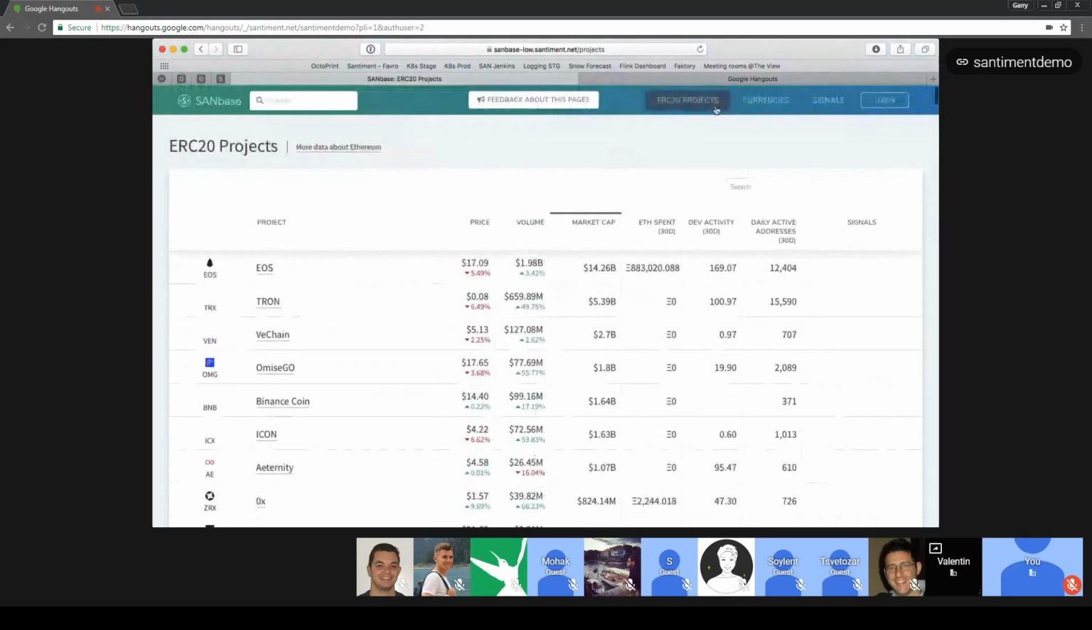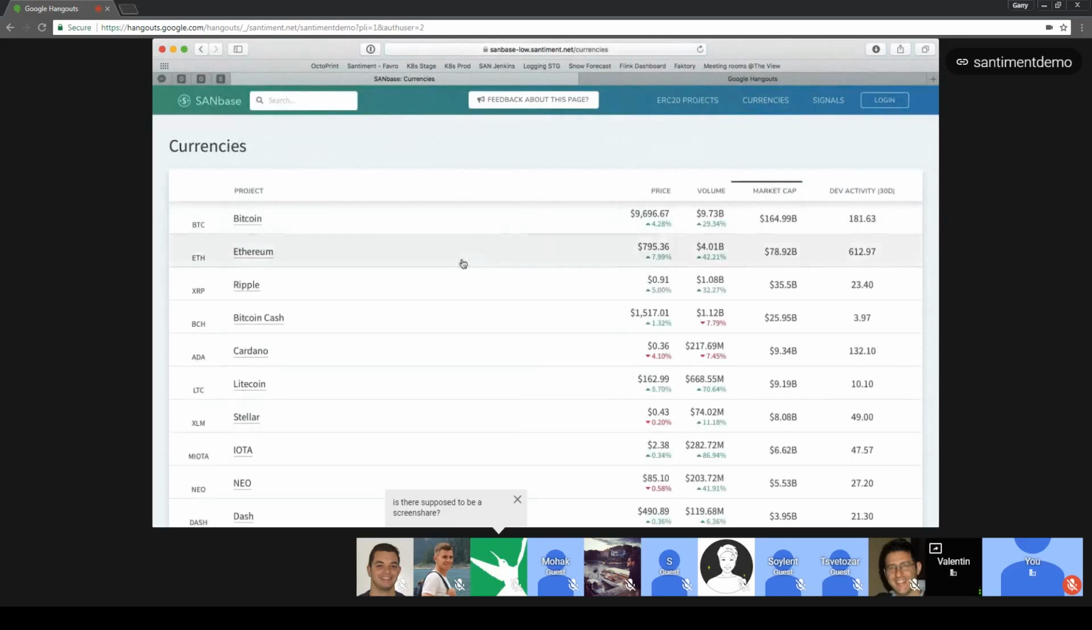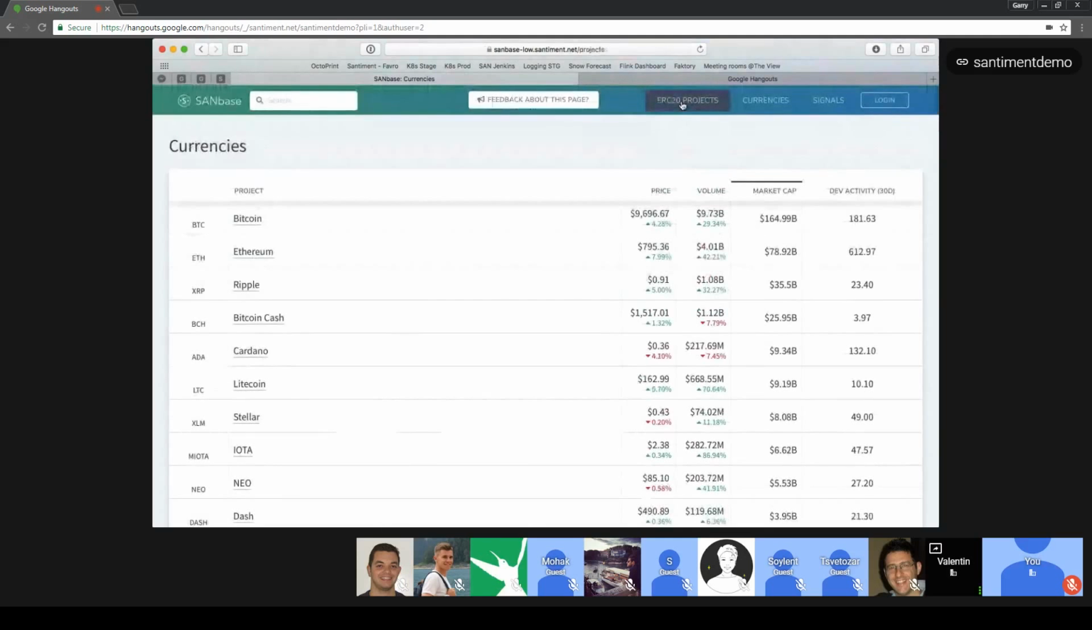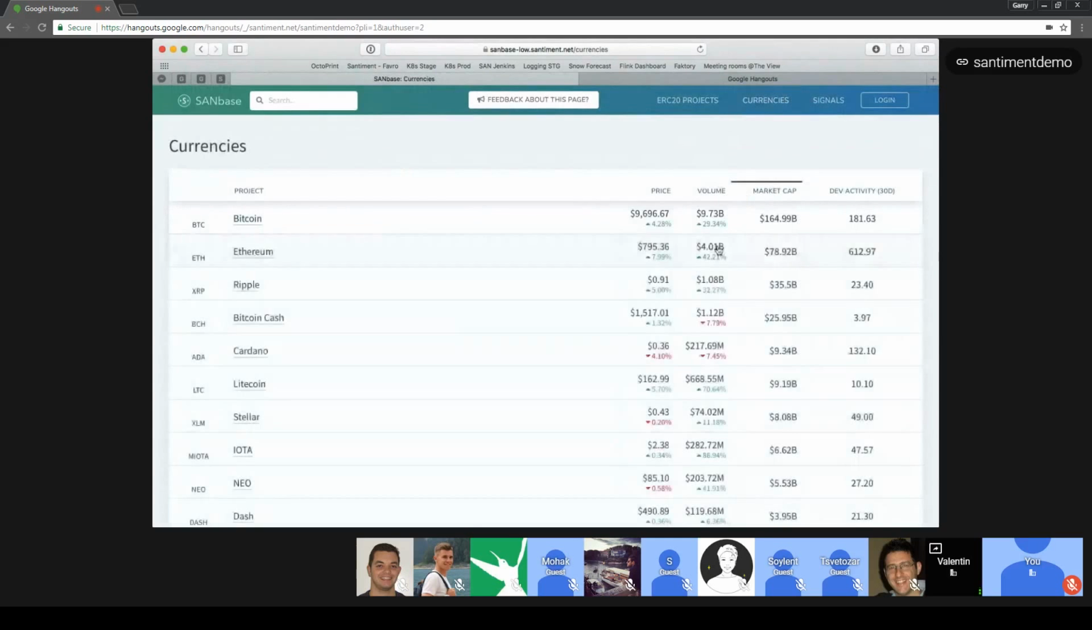The other bucket is currencies, which you can change here on the top, that are non-ERC20 projects. These are basically other blockchains, like Ethereum itself, Bitcoin Cash, Cardano, all these blockchain projects. Now, the difference is that for the ERC20 projects, we have a lot of data coming from the Ethereum blockchain that we parse, so we have many more columns here, as you can see. While for currencies, mainly we have technical data like price and volume, and also the development activity.